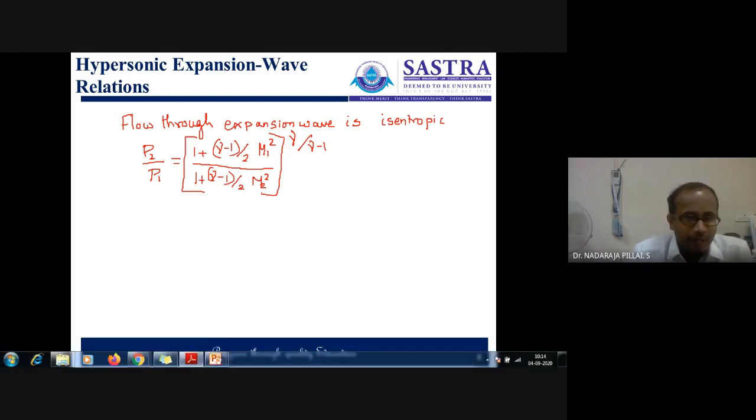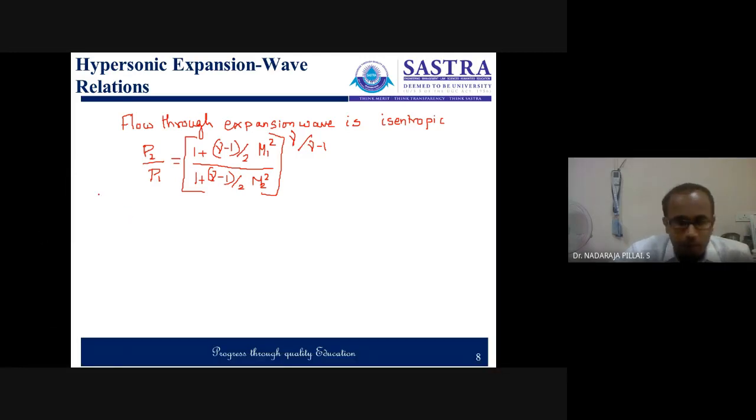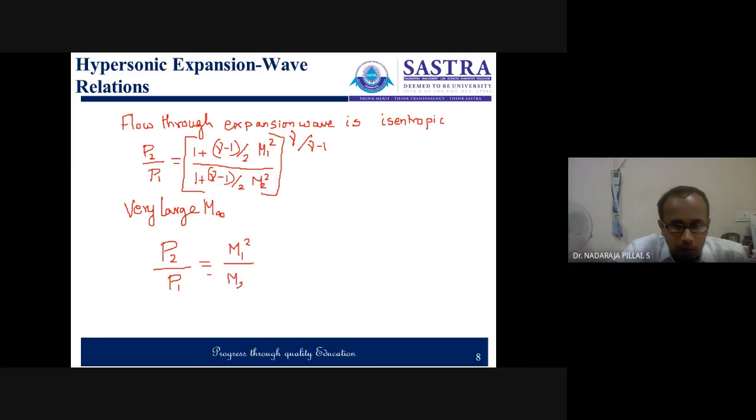So by having a very large Mach number approximation, in hypersonic we always say very large Mach number, considering very large Mach number, here that one has no meaning, and then we can write this equation P2 by P1 is equal to M1 square by M2 square. Only this is M1 and M2 square.